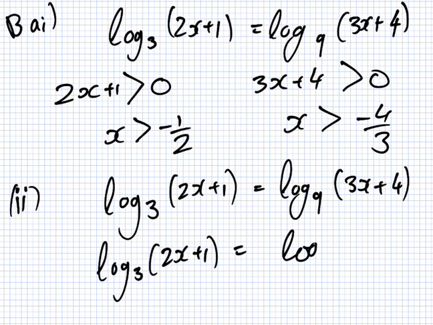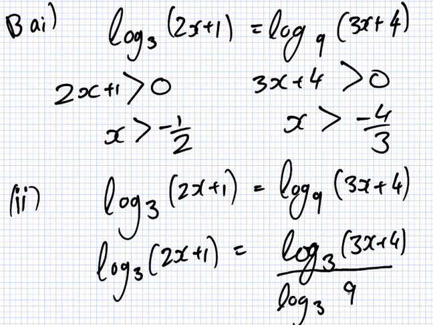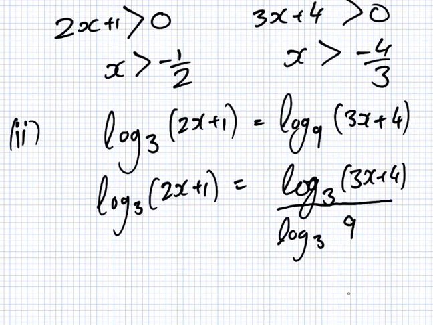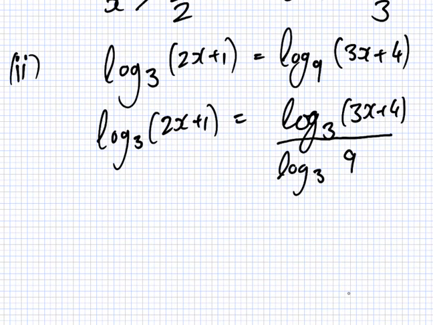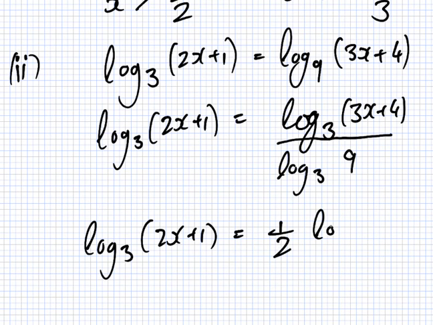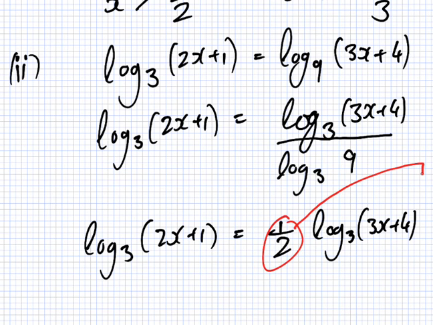Okay. This is log 3x plus 4 over log 3, 9. Yeah? Is that okay? So you get here log 3 2x plus 1. What's log 3, 9? 2. Now what do I do next? The next thing to do is to take this here and bring it up as a power. So it's gone.